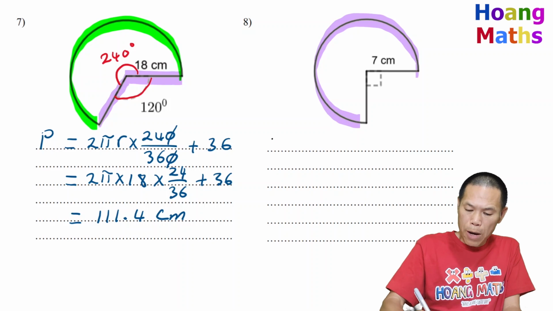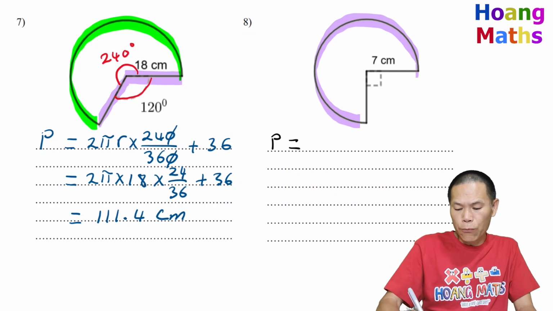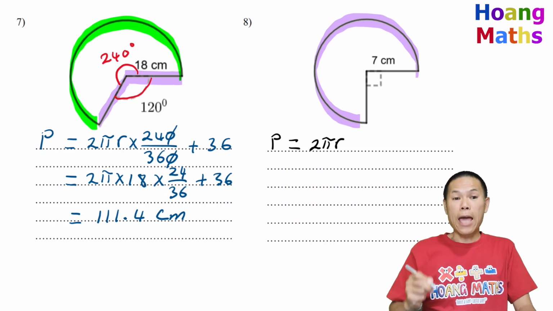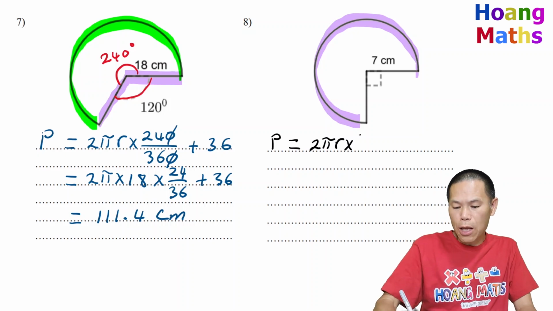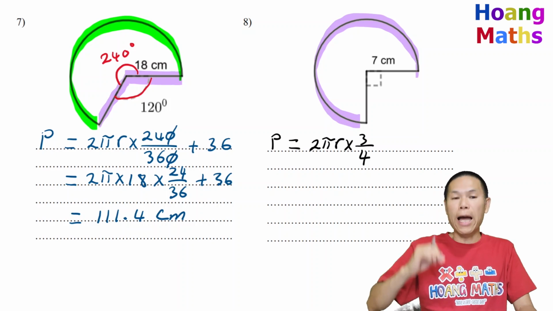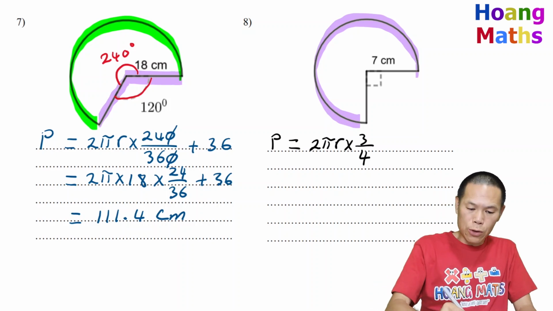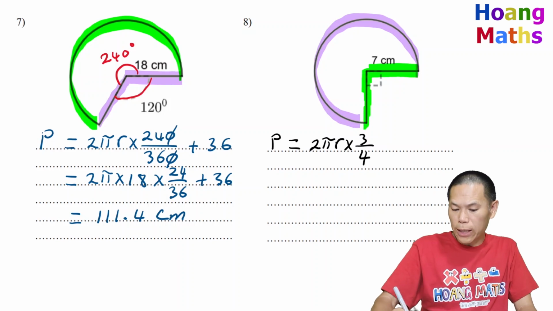So now we go perimeter. So the length of this arc here is circumference of a circle is 2 pi times the radius. And we just need 3/4 of it, okay? So we just times 3/4. That will give us the length of the major arc. Then don't forget, we need to add 7 and this 7 as well because both are radius. So we add 7 plus 7 is 14.